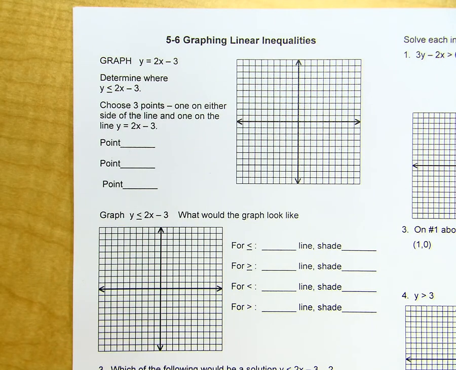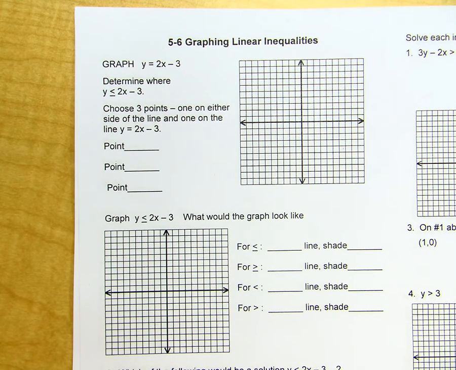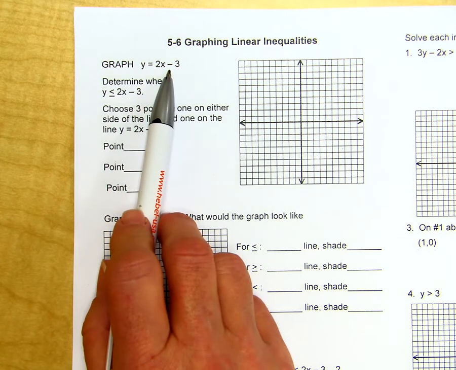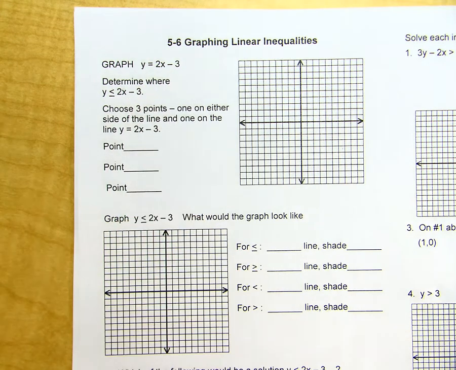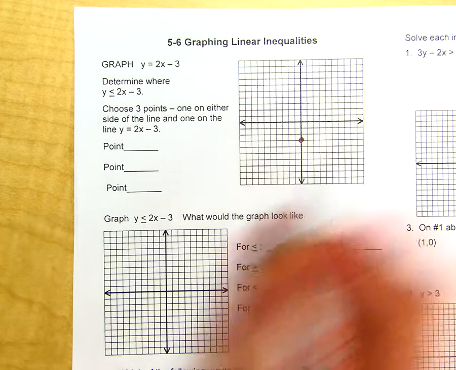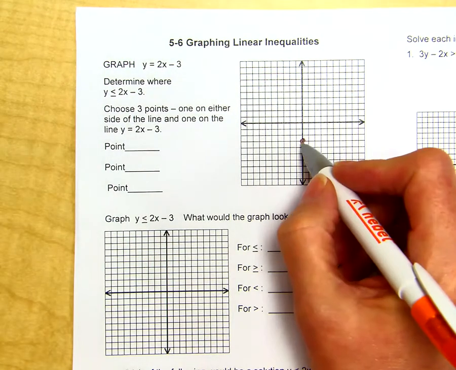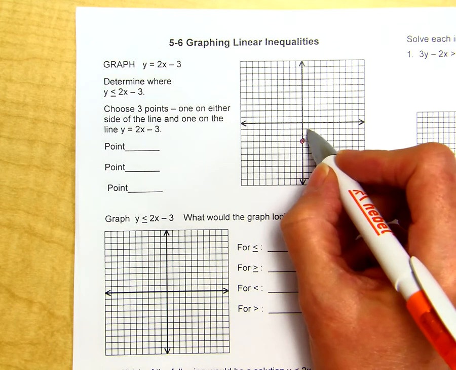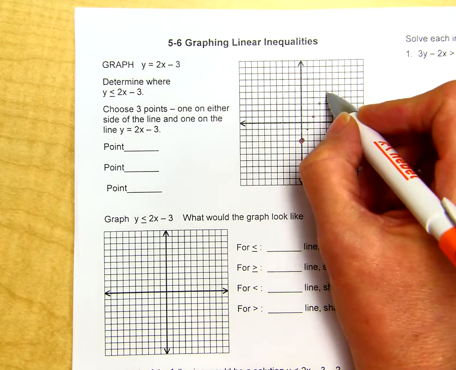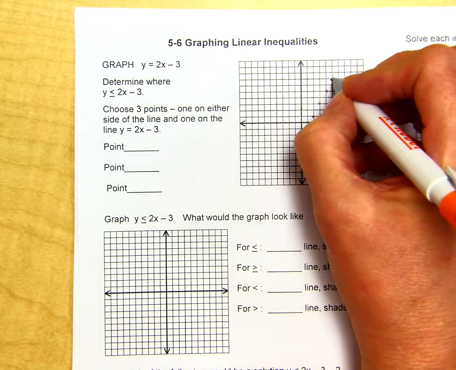Okay, today is graphing linear inequalities. The first example asks us to graph y equals 2x minus 3. So we look at the equation and we see that we have a y-intercept of negative 3. So we go to the y-axis, graph the negative 3. We have a slope of positive 2, so we count from the y-intercept up 2 and over 1 to get more points on the line.